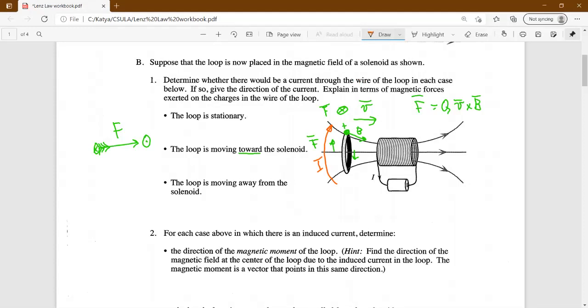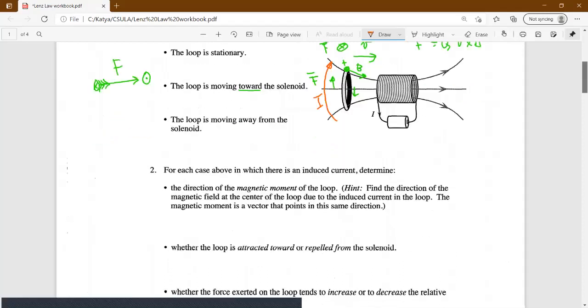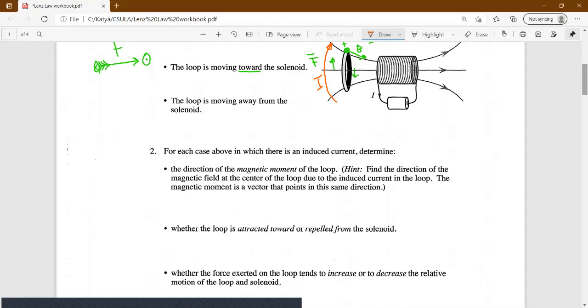So clear, right? Now, this was the case when the loop was moving towards the solenoid, so the current will be going up. And you can consider in a similar way the loop moving away from the solenoid. I'm not going to do it. You can draw the vectors and just imagine what is going to happen in the opposite direction, right? Now they're asking for each case, there is an induced current, and we do see that there is no induced current when the loop is stationary. They're asking us to find the direction of the magnetic moment of the loop.